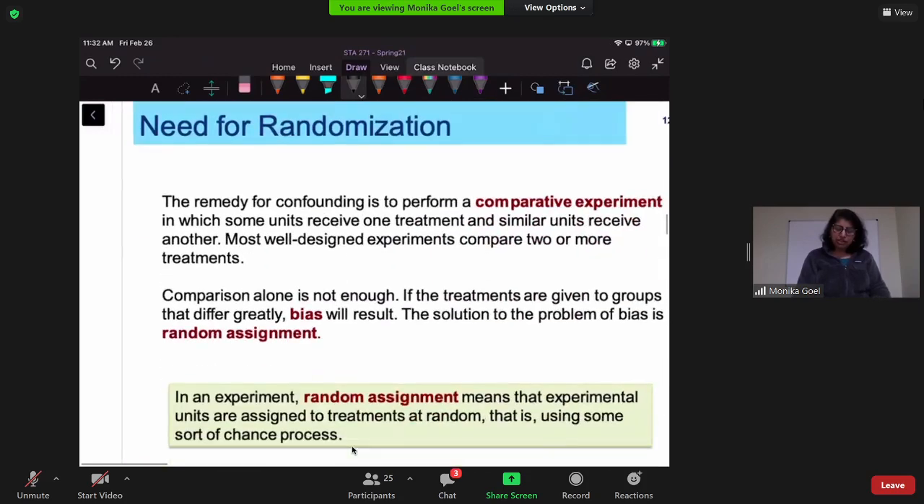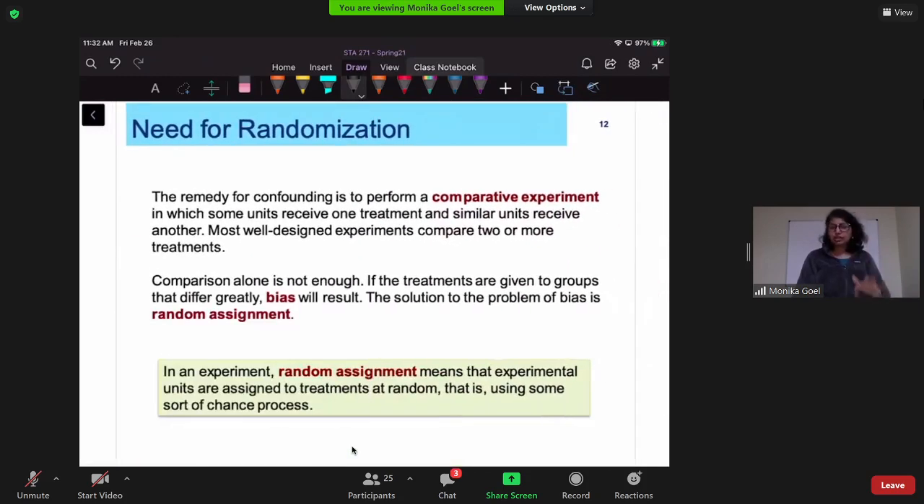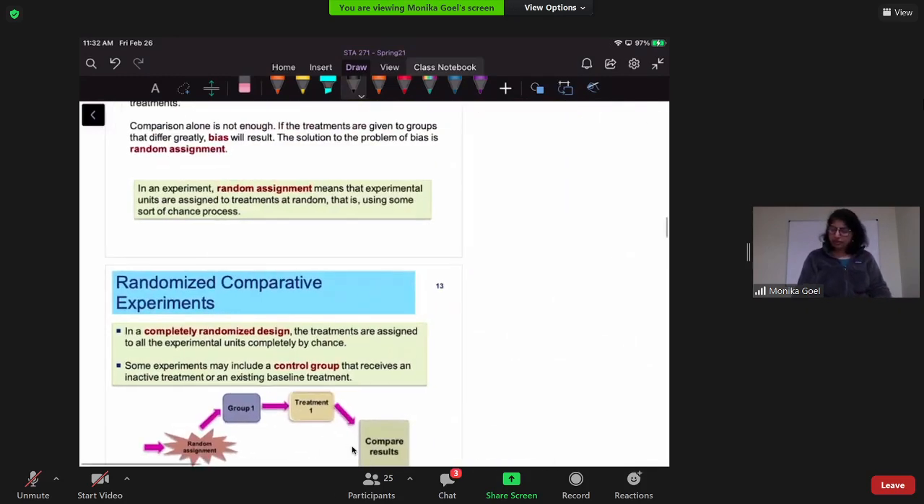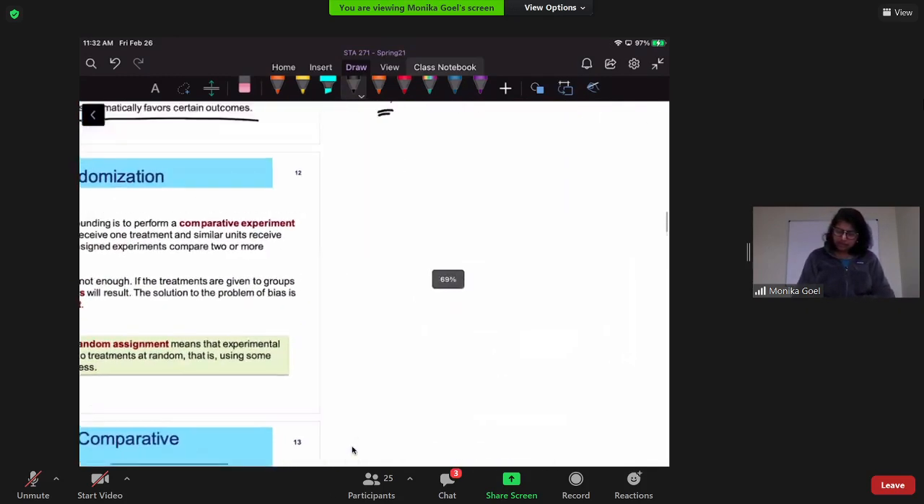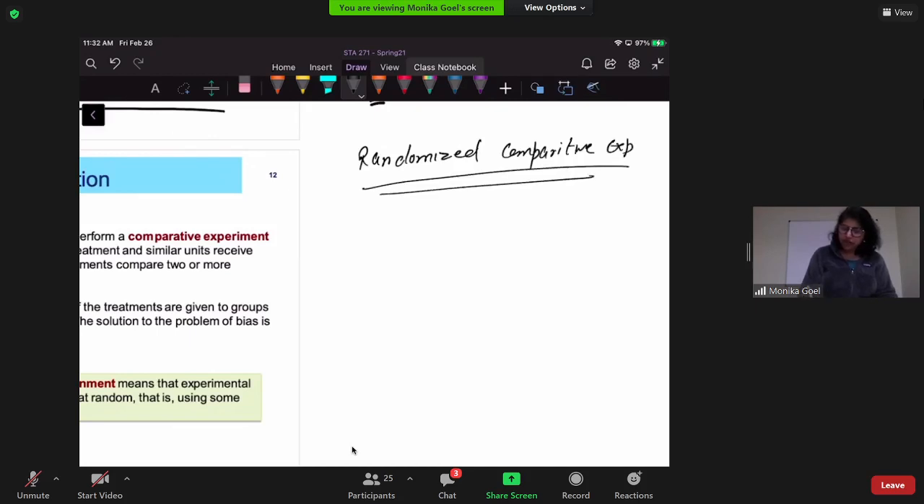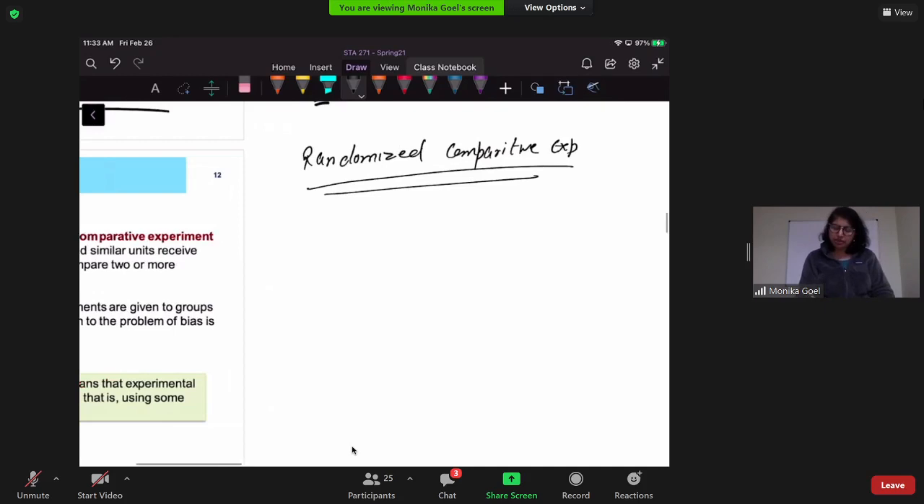Need for randomization. Again, we discussed it. So I'm just moving past this slide. And before that, let me just write here: randomized. You can check the slide for what I am doing here, because we do not have much time, so I will explain here. When I say randomized comparative experiment, read the words: randomized comparative experiment. I'm doing the randomization, the chance process, and then I'm doing the comparison.